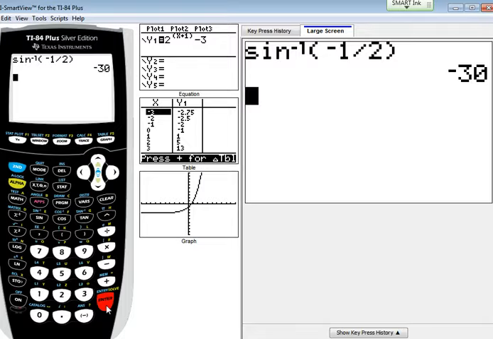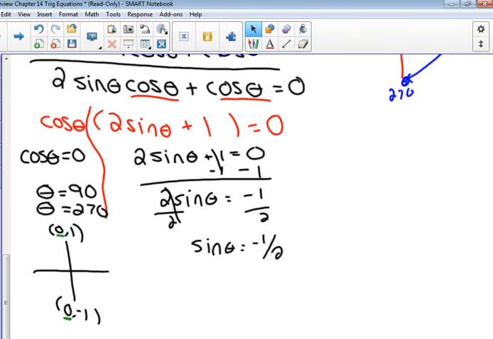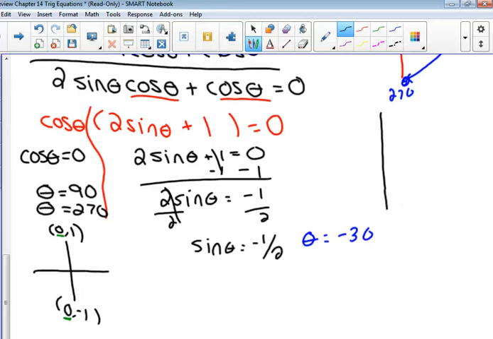Good, negative 30, okay. Alright, we kind of looked at this before. Negative 30 is not in the interval, right? So what we have to do is think about, well, let's see, negative 30. If I draw myself a little picture, here's your 360 and 0. If you're going down 30 degrees, what would you be at? 330, good. So 330 is going to be one of my options.